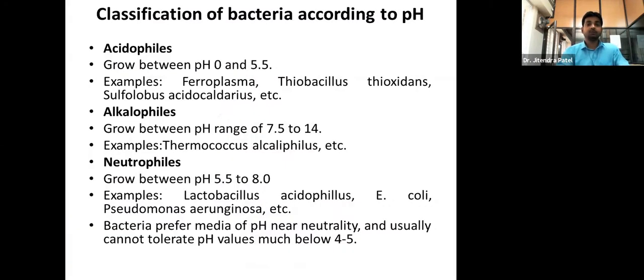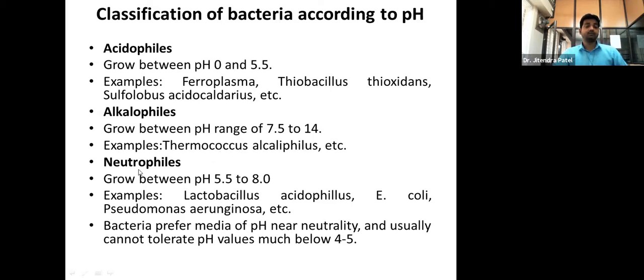Okay, so likewise, you can see acidophiles again grow between 0 to 5.5, that we have discussed. Let's have the examples: for acidophiles, Ferroplasma, then Thiobacillus thiooxidans, then Sulfolobus, Acidocaldarius, right? So these are examples of acidophile type of bacteria which are more acidic in nature. Alkalophiles, right? So here alkaliphiles grow between pH 7.5 to 14, right? In that, the examples are Thermococcus, then Alkaliphilus, right? So these are examples of alkalophiles.